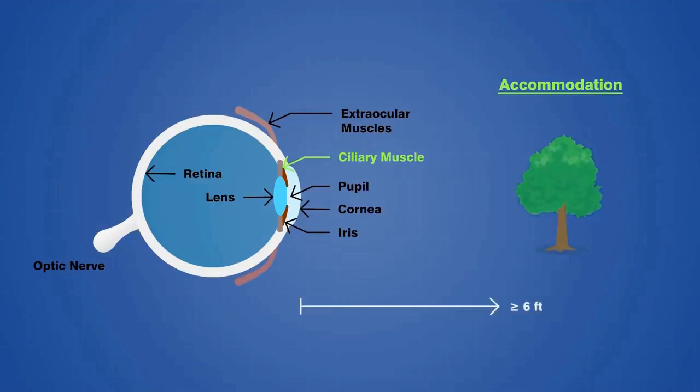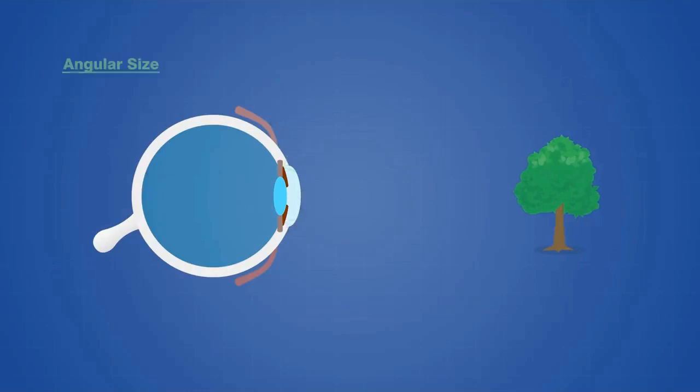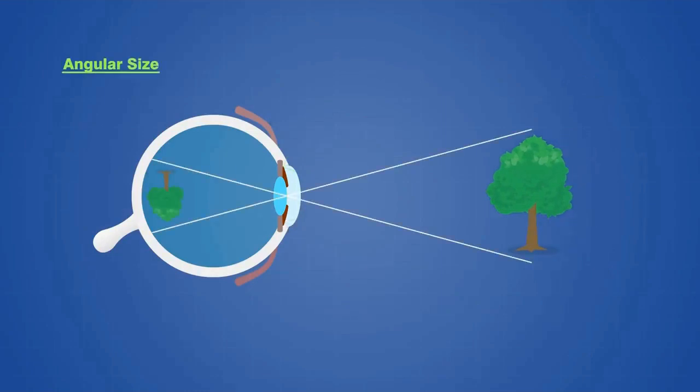Another way that we perceive depth with monocular cues is based on the principle of angular size, which simply refers to the physical size of the image that is projected onto a retina.